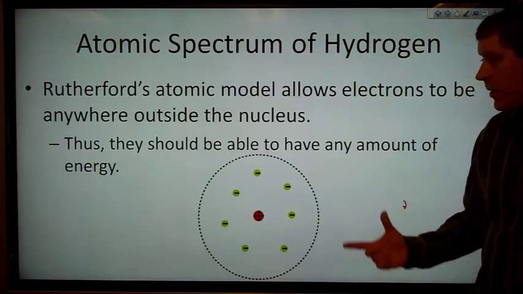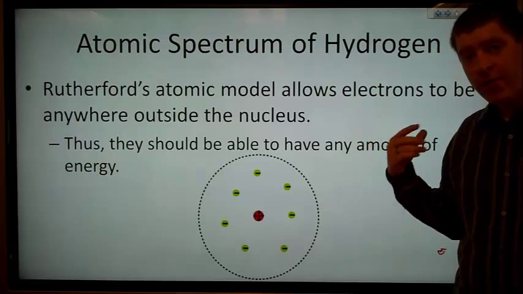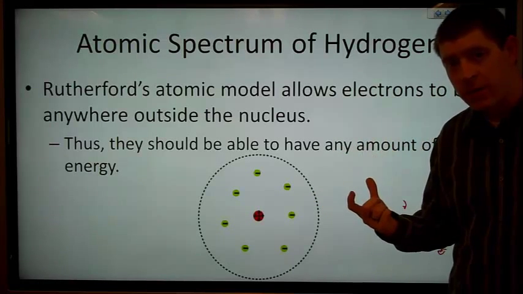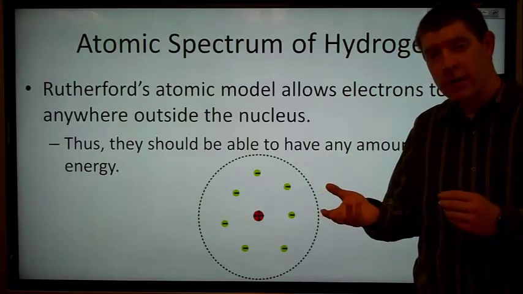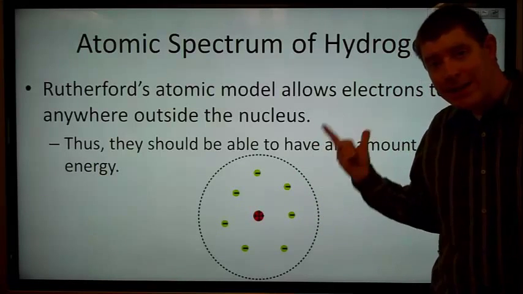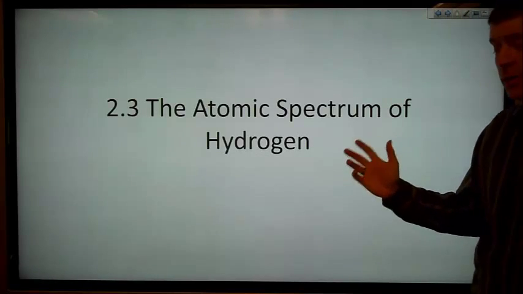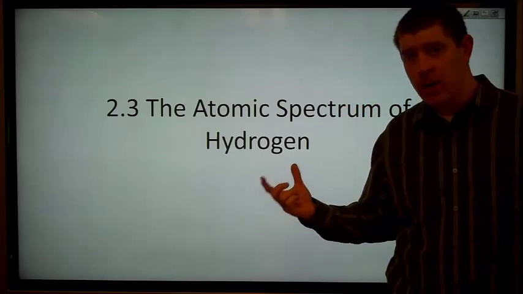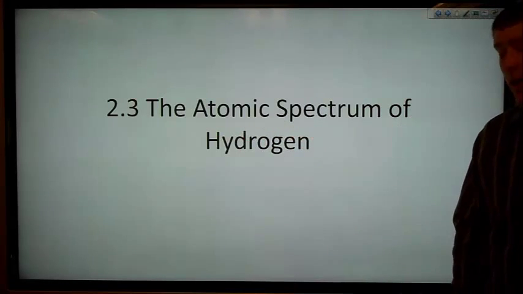Anywhere in there. But if they can be anywhere in there, then they should be able to have any amount of energy. Which means when they change from one energy to another, they should be able to give off any amount of energy. But that can't be, because that's not what we see. So, Rutherford's model must be wrong. Which gets us to the next video in the sequence. So, that was the atomic spectrum of hydrogen.